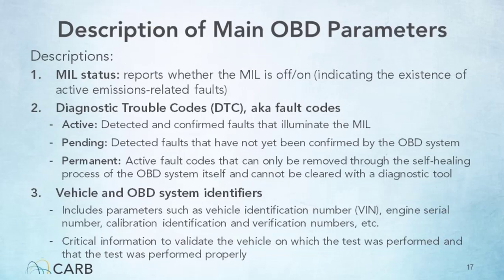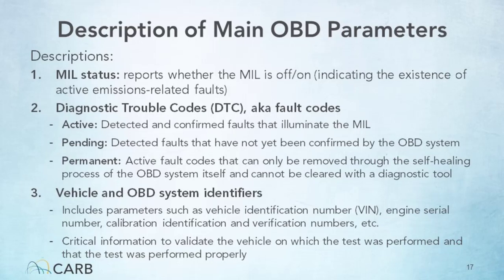We will introduce some of the key OBD parameters to be collected as part of the HD-I&M OBD test in more detail here. MIL status data. This parameter reports whether the MIL is off or on at the time of performing the OBD test. Diagnostic trouble codes, or DTCs, also known as fault codes, are also collected as part of the inspection. The collected data reports whether or not the three different types of DTCs, active, pending, or permanent, were present at the time of the testing.